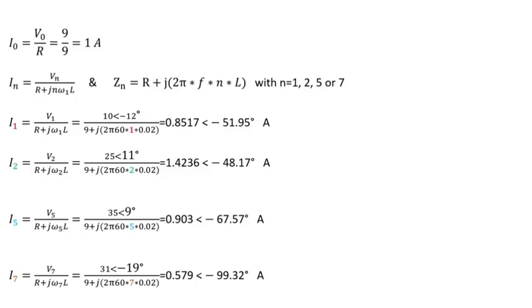Now if I want current, I have to use Ohm's law. For n equals 0, I0 is just V0 divided by R, because we know impedance in general is R plus jX, which is R plus j 2 pi f L.